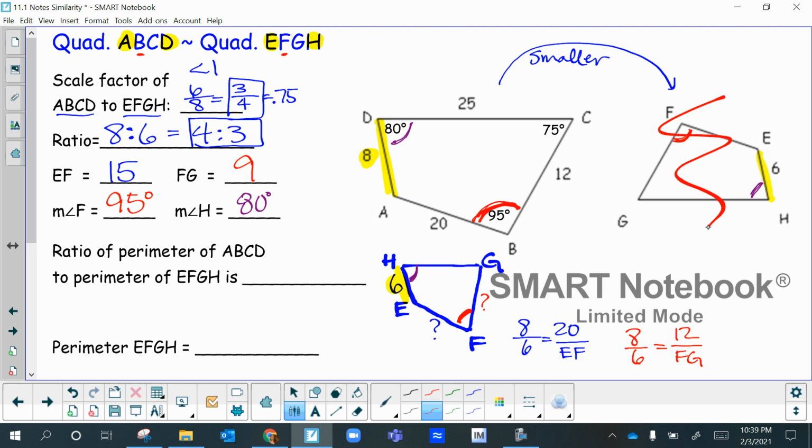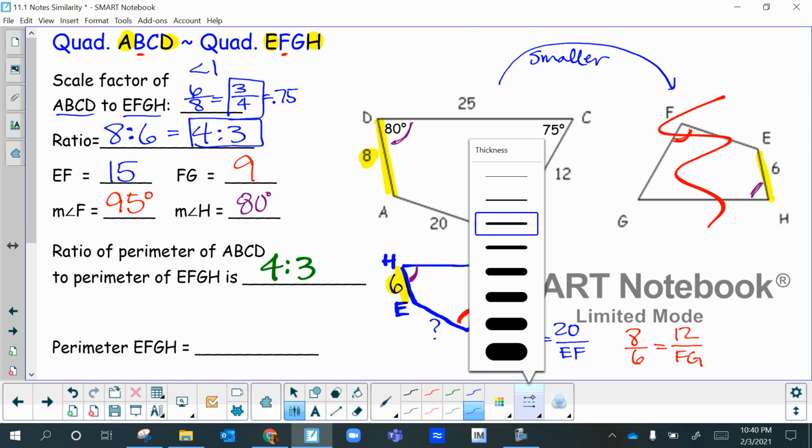All right, ratio of the perimeter of ABCD to the perimeter of EFGH. Well, if the ratio of the side is 8 to 6 or 4 to 3, if you're going to add them all up, it's still going to reduce to the same. So guess what? The perimeter is the same exact ratio because you're not multiplying the values by anything. It's the same thing. It's the side lengths. So therefore, what would be the perimeter of the new one? Okay, well, what's the perimeter of the original one? So that would be one thing that you could find.